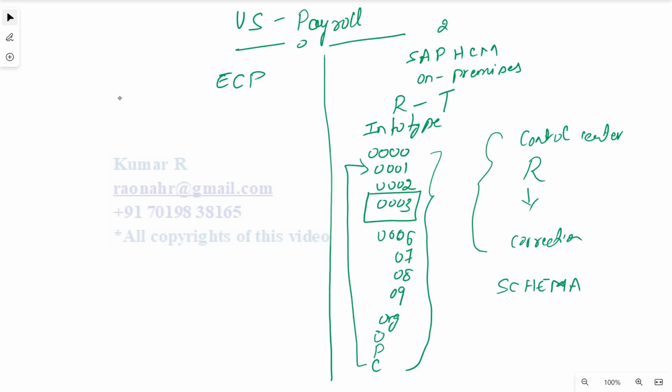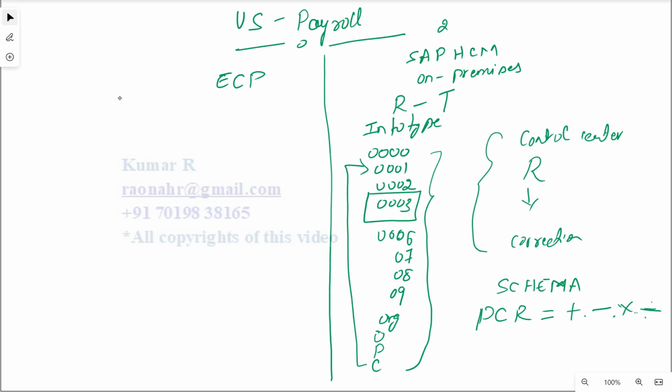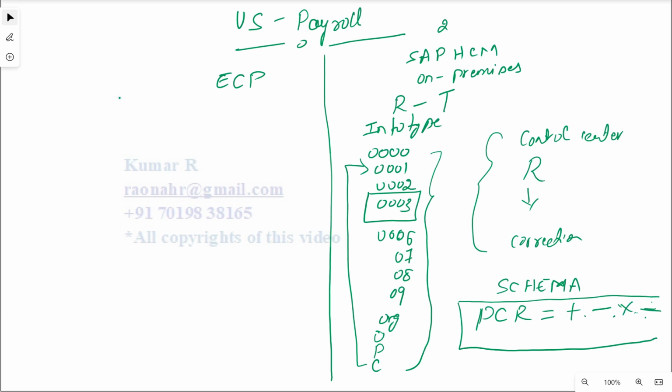Inside the schemas we have something called PCRs. PCRs means personal calculation rules. With these personal calculations we have some standard operations, whether we add, subtract, multiply, whatever you want to do. This is the key point: this will control the complete payroll process.